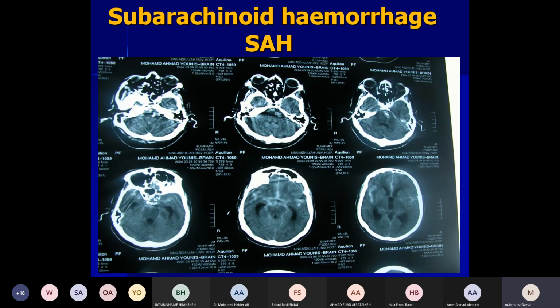As we mentioned, the main topic today will be subarachnoid hemorrhage, a special entity of brain hemorrhage. And the name implies hemorrhage in the subarachnoid space. What's the subarachnoid space? It is the space between the arachnoid and the pia mater. You know, we have three coverings of the brain: the dura mater, arachnoid, and pia mater. So between the arachnoid and pia mater, we have the subarachnoid space, where the CSF circulates. Usually this space is filled with CSF.